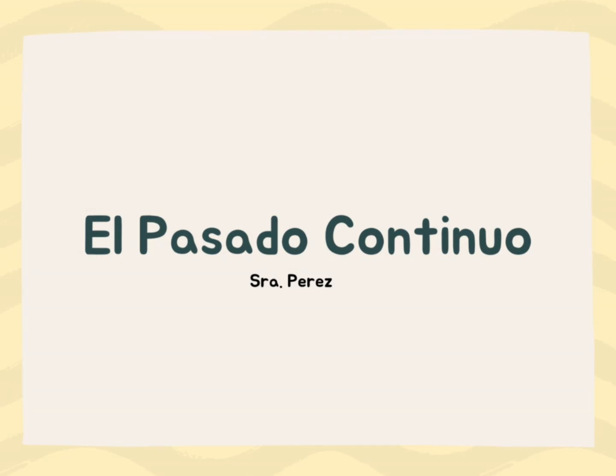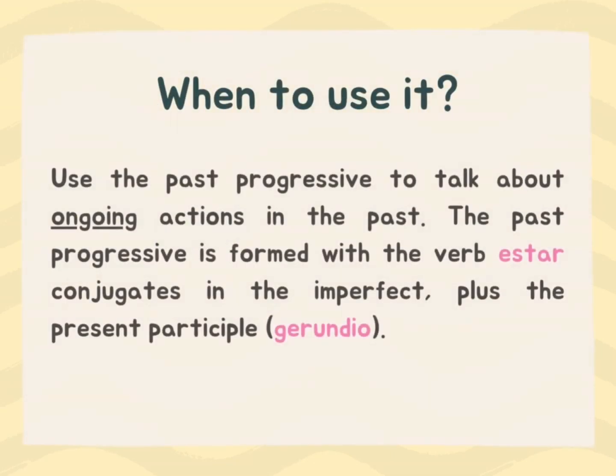Today, we're going to look at el pasado continuo. This is a lesson that I normally teach for my Spanish 3 students. We're incorporating the imperfect tense and the progressive or present progressive. So it's a little bit advanced, but don't worry about it. We're going to get through it together.